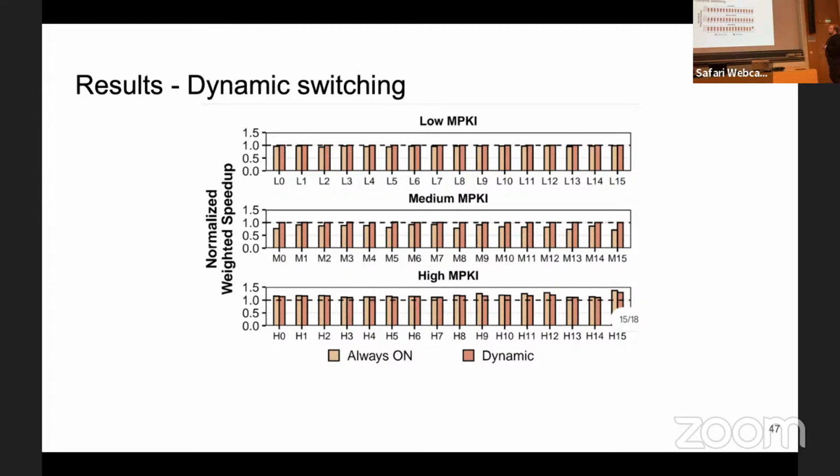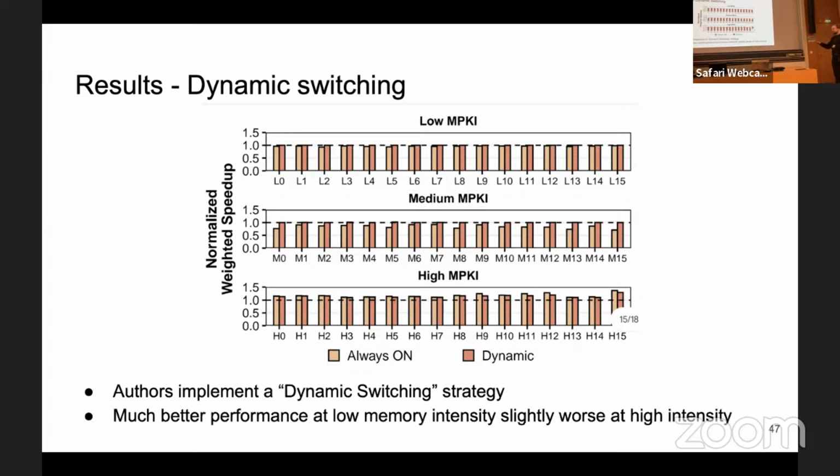What this does mean is that it also performs better for some versions of medium memory intensity. What this does mean is it sacrifices some performance for high memory intensity workloads. So this is a way to mitigate some of these weaknesses, but it brings its own drawbacks. Yes, so there's a dynamic switching strategy and much better performance at low memory intensity, slightly worse at high intensity.